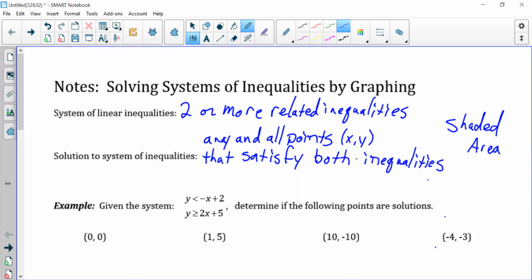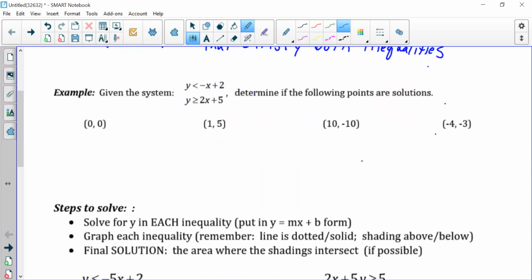All right, first let's look at how we would determine algebraically if a set of coordinates is a solution to a system. How do we do that? Well, honestly, we plug it in. So is 0, 0 a solution to this system? Let's plug it in.